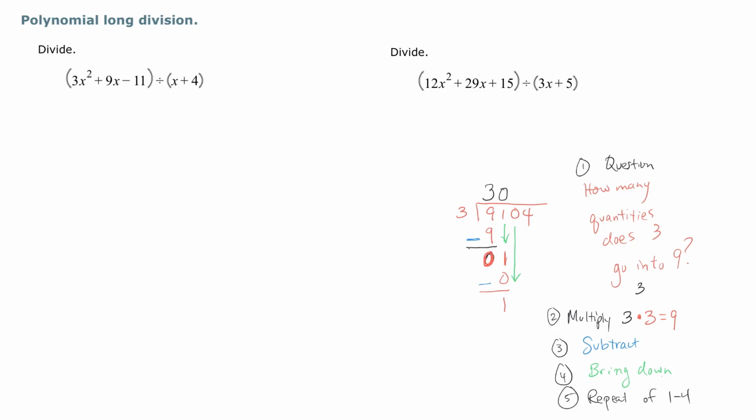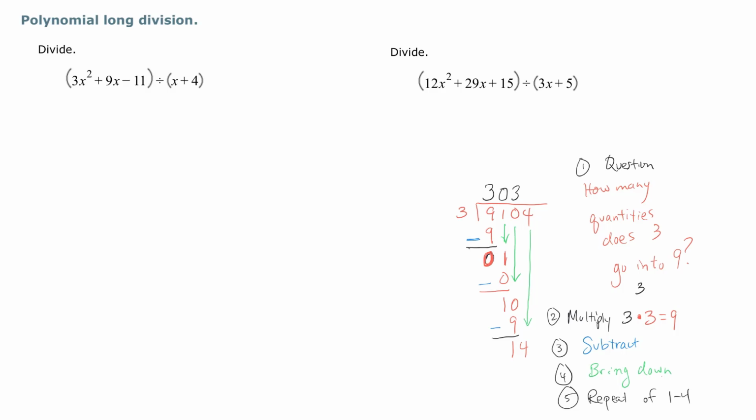Now we have 10, and then we start to question again about how many quantities of 3 go into 10, and that would be 3 quantities. And then we have 9 because you multiplied, and then you subtract, right? And then now we have 1. Then we're at bring down again. And so there's a nice, very, very nice repetitive pattern here.